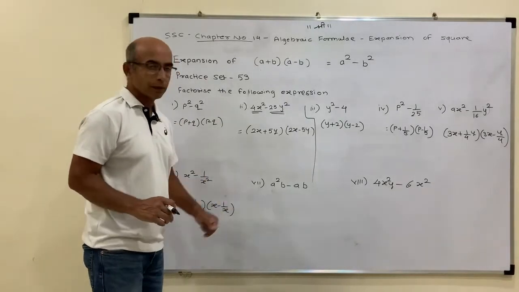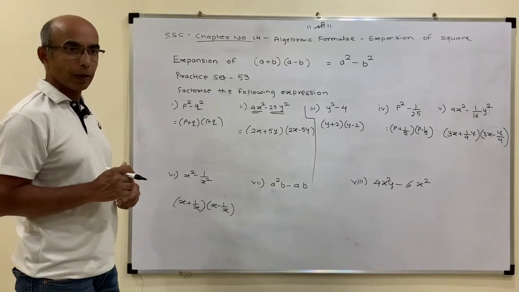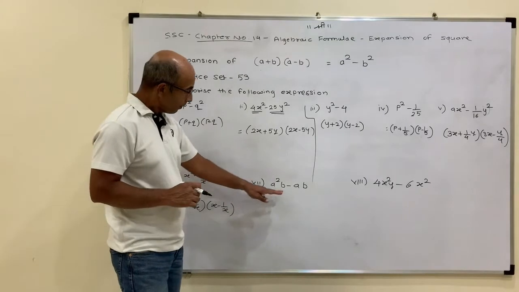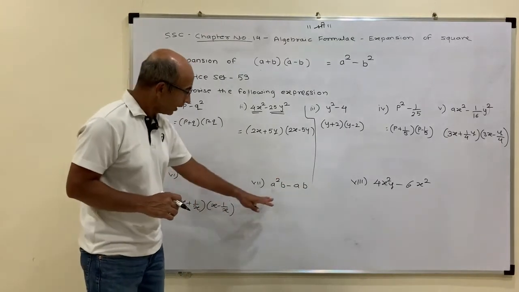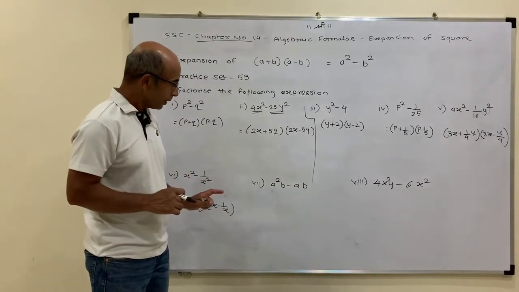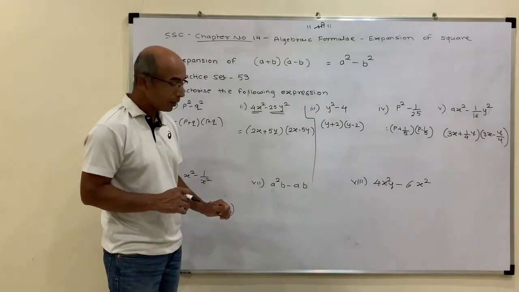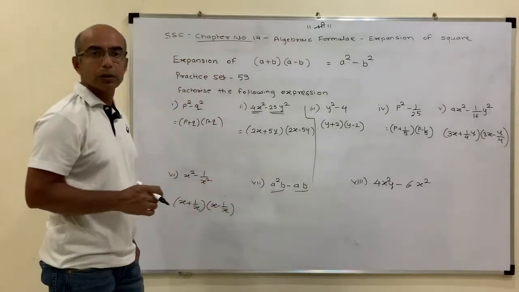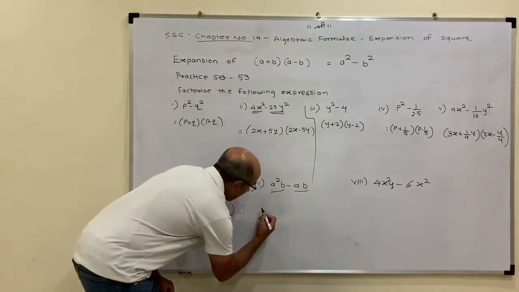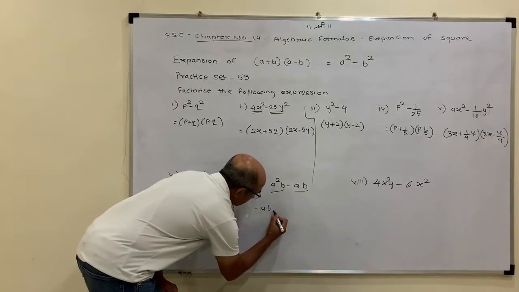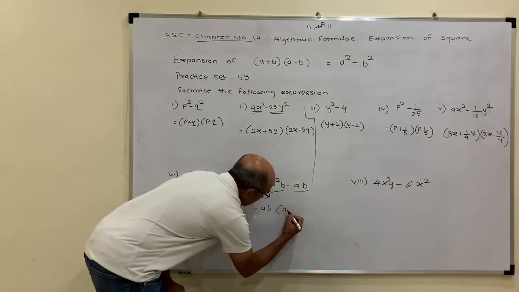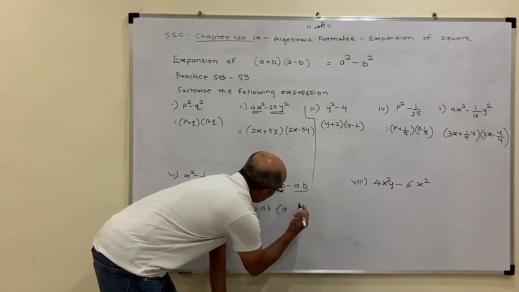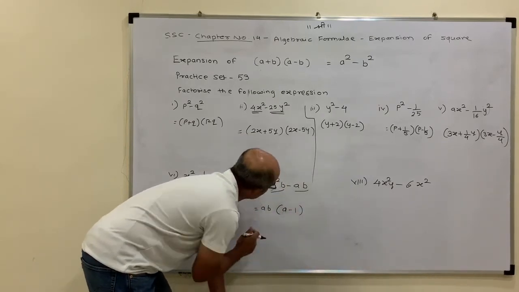Now the seventh one. You have to pay attention to the seventh one. Here it is a square minus b minus ab. See, a square is a perfect square, but what about b and minus b? They are not. But ab is common in both the terms. So what I am going to do, I will take ab as a common factor. So inside the bracket it will be a minus 1.